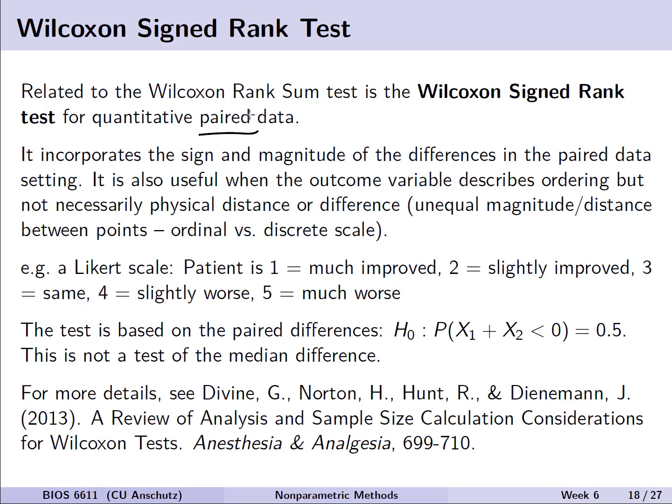So for example, if there's an unequal or unknown magnitude between points, such as an ordinal versus a discrete scale. As an example, we may have a Likert scale where we know that 1 shows someone's much improved, down to 5 where they're much worse, but there isn't a concrete difference or distance between 1 to 2, 2 to 3, and so on. The Wilcoxon signed rank test is similar to the Wilcoxon rank sum test, but it's based again on those paired differences here, and again is not a test of the median difference.